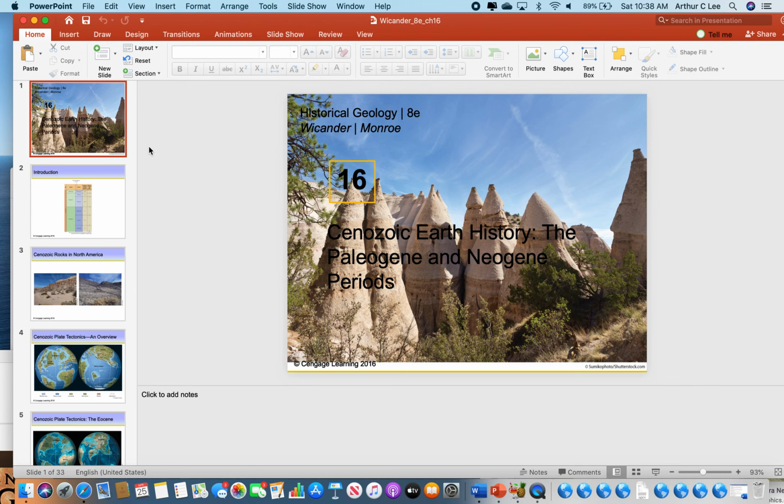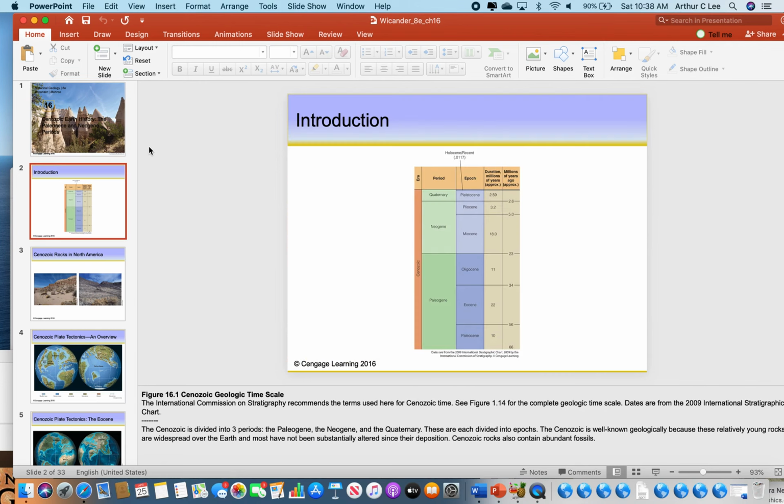And here's the title page of chapter 16. Cenozoic Earth History, the Paleogene and Neogene periods. A lot of people use that terminology, Paleogene and Neogene, as you can see here on this chart, to represent 65 million years ago to 2.5 million years ago. And then the last 2.5 million years is called the Quaternary. We're living in the Quaternary period today.